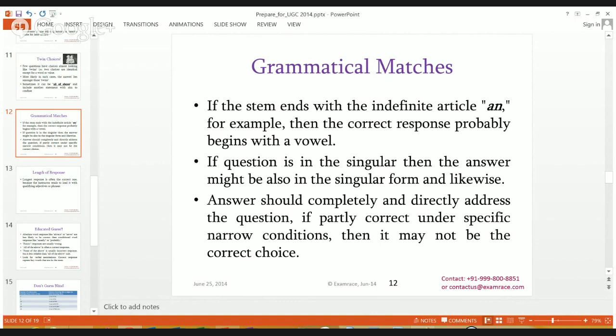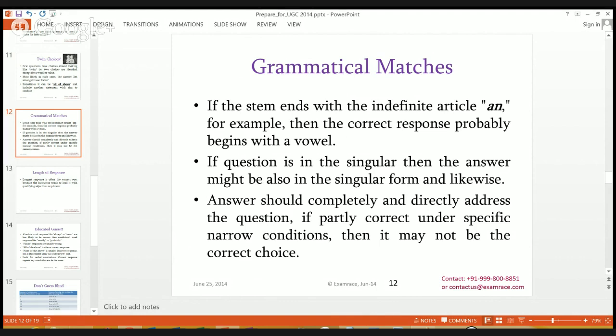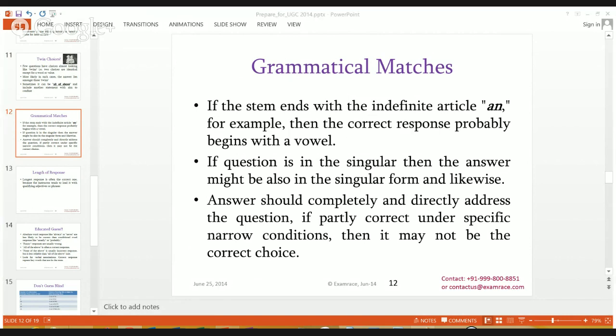We can definitely find out a grammatical match by means of the sentence that is being completed. Since I am talking about the longest river in India, my answer might start with "Ganga is one of the longest rivers," or my choice can start with "Brahmaputra might be a long river." So in that case, I am trying to match phrases grammatically.